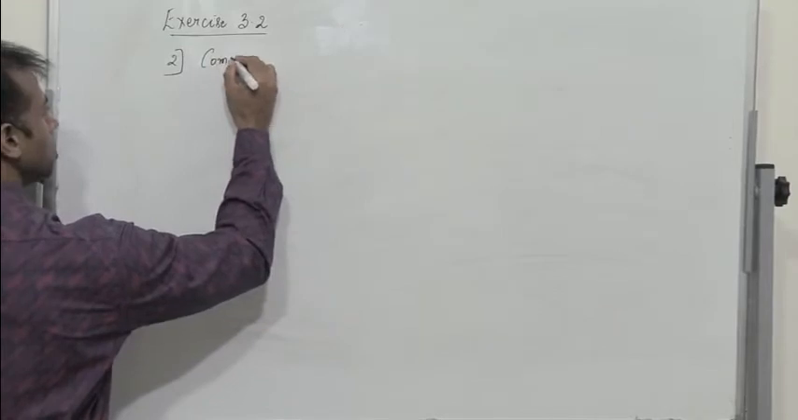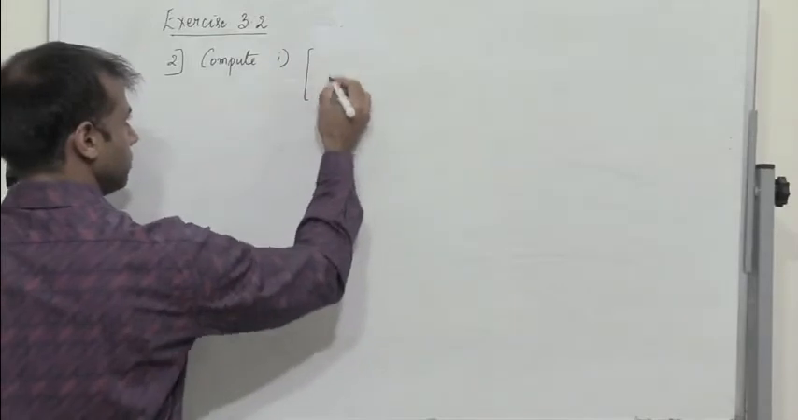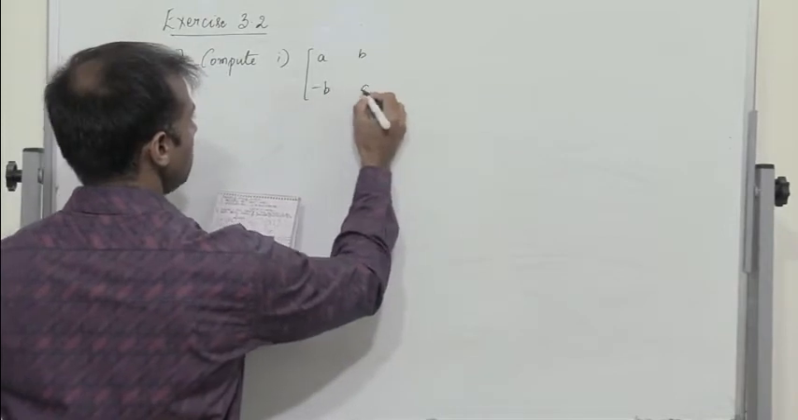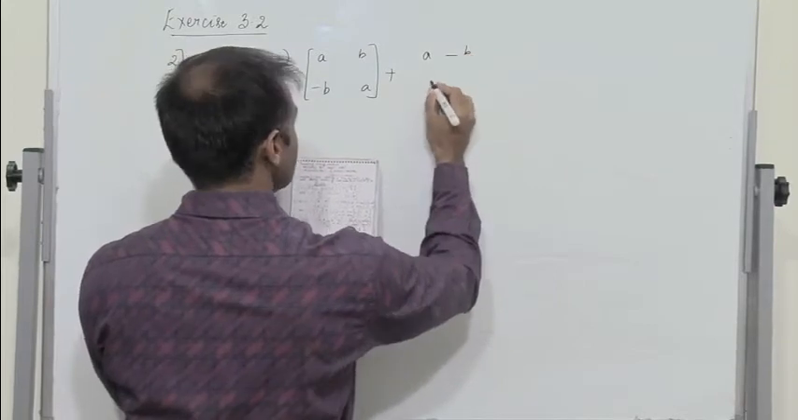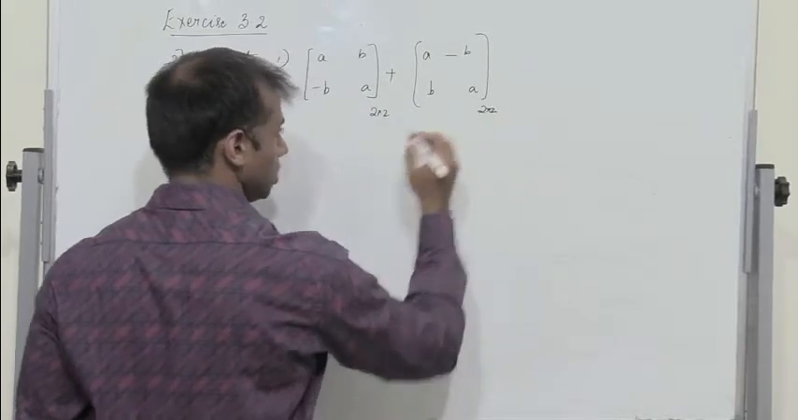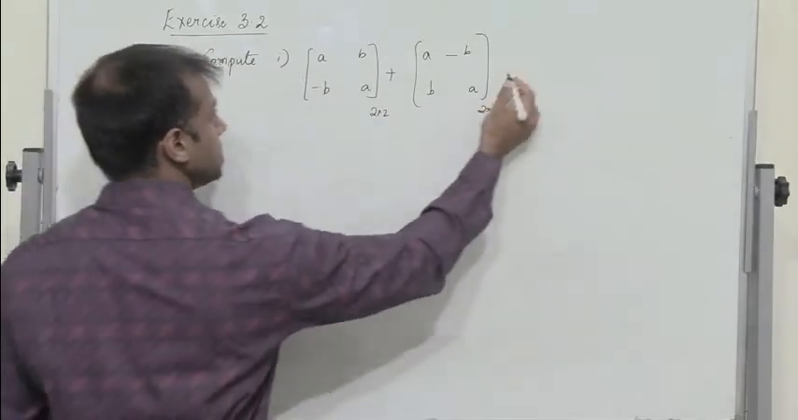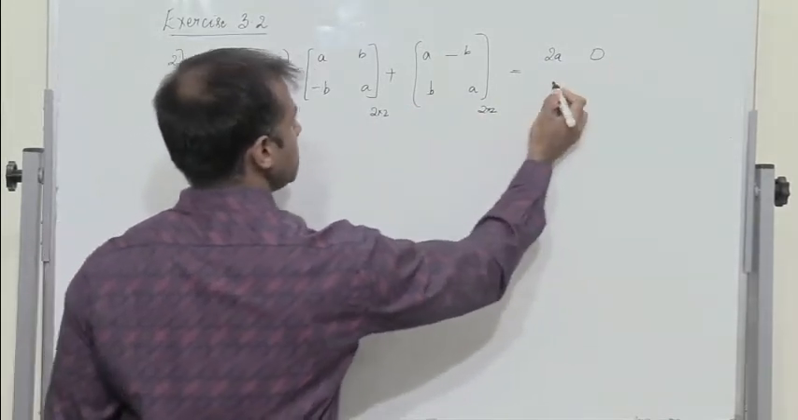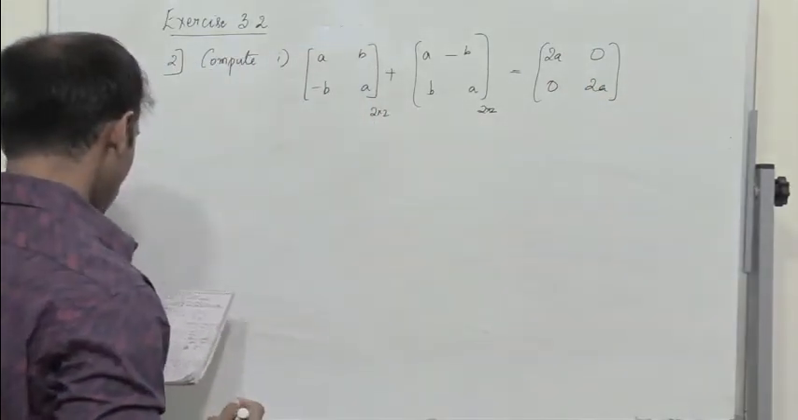Next, problem to compute the following. So first I need to add the two matrices. So matrix AB minus BA, which has to be added with A minus B, B and A. Both the matrices are of the same order, right? So only if two matrices are of the same order we can add them. So the corresponding elements are added. So A plus A is 2A, B minus B is 0, minus B plus B is 0, A plus A is 2A. So we get 2A, 0, 0, 2A.